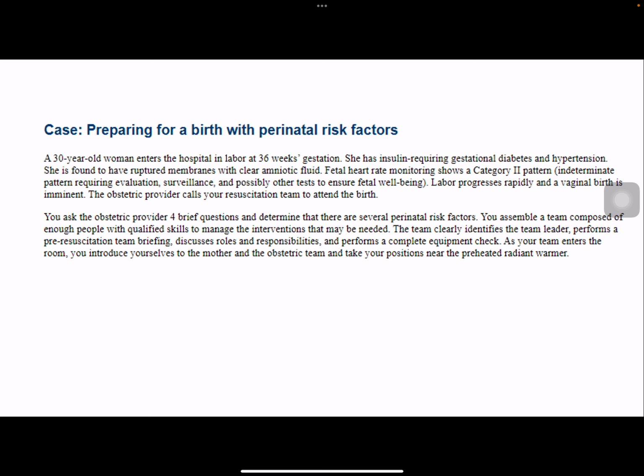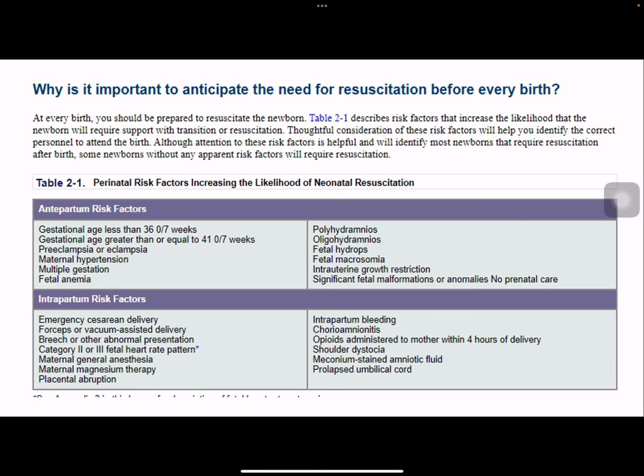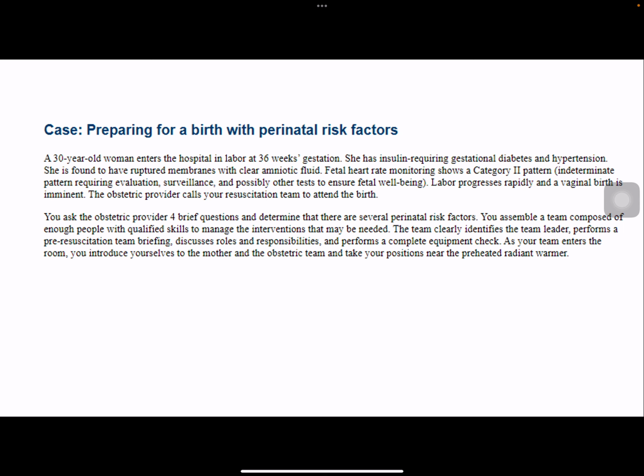So we'll have a case. A 30-year-old female comes to the hospital in labor, 36-week gestation, insulin-requiring gestational diabetes, hypertension. So these are the risk factors. She's found to have ruptured membranes with clear amniotic fluid. Fetal heart rate monitoring shows category 2.